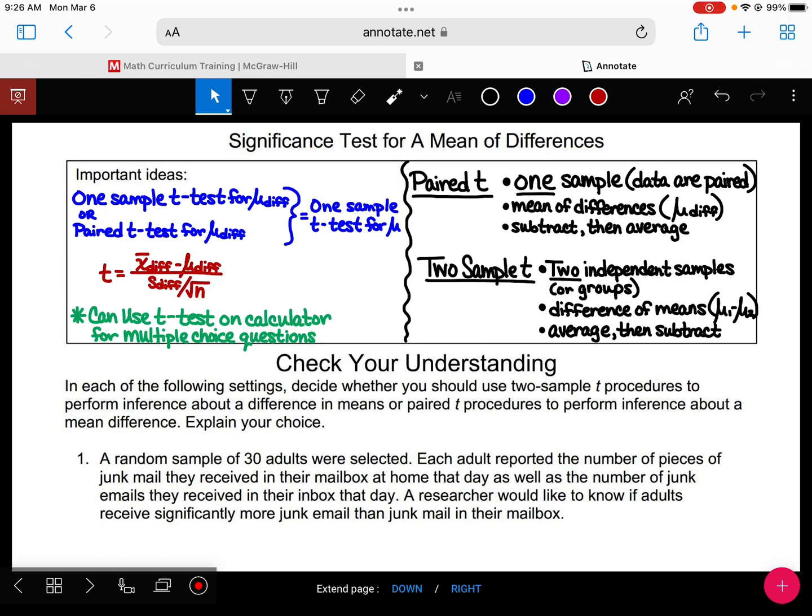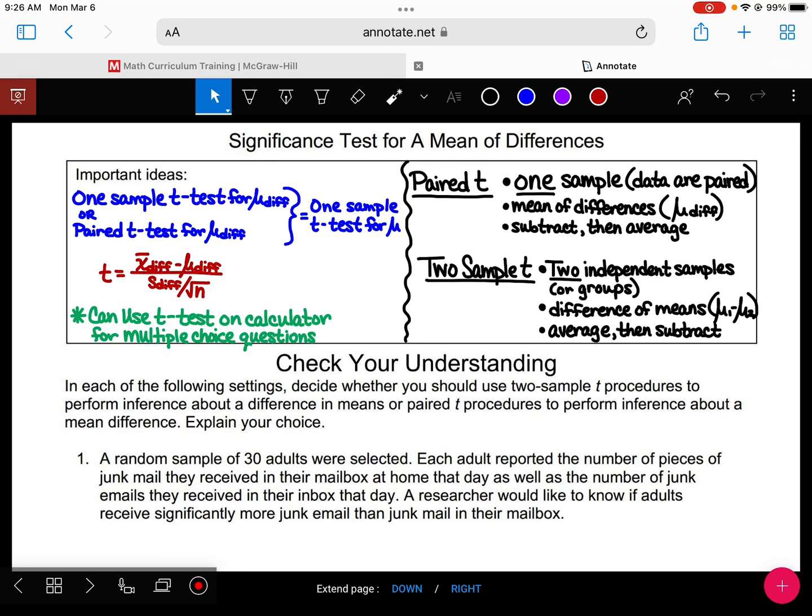You guys talked to me about this. T equals x bar diff minus mu diff over S diff divided by square root of n. You have a t-test on your calculator. Just like we had t-interval and we were looking at that the other day, there is a t-test on your calculator. We haven't used it much when it comes to free response questions.